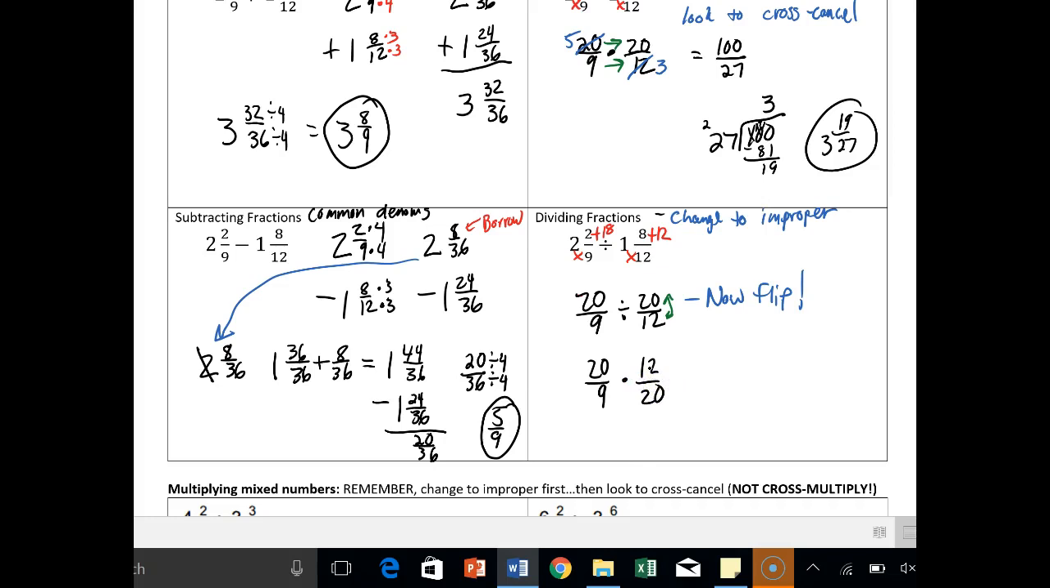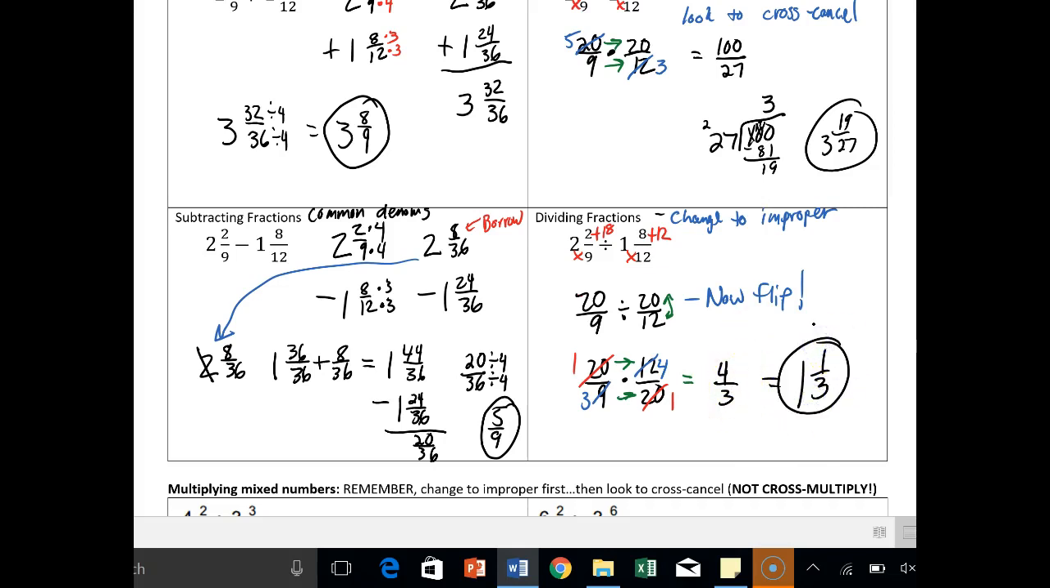Now we can look to cross cancel, right? So 20 and 20, boom, they both become 1. So we can divide them both by 20. And 12 and 9, we can divide them both by 3. So 9 becomes 3. 12 divided by 3 here is 4. So now we have a nice, easy problem, right? So we're going to get 1 times 4 is 4, 3 times 1 is 3, and look at that. 3 goes into 4 one time with 1 left over, right? So 1 and 1/3. Okay.